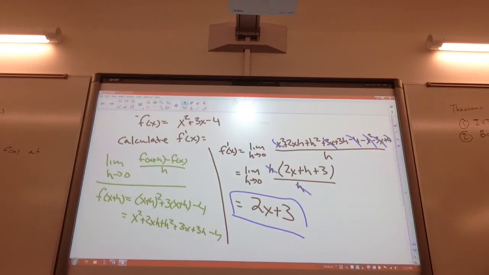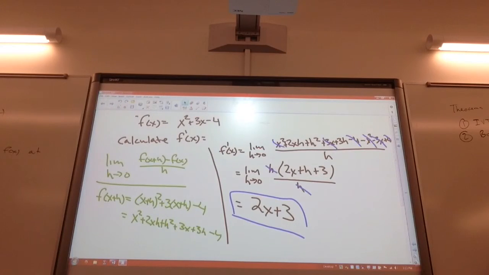So if I need to do something else, let's say at x equals minus 16. Well, minus 1. We'll do minus 1. Minus 16 is a little big. That'd be f prime of minus 1, which is 2 times minus 1 plus 3, which gives me 1. So now I have an equation that gives me the slope wherever I want it.